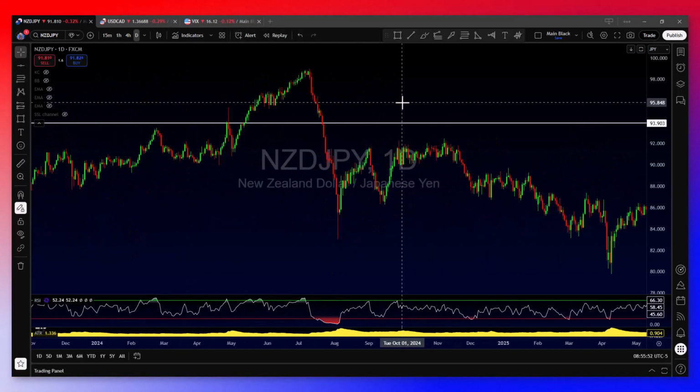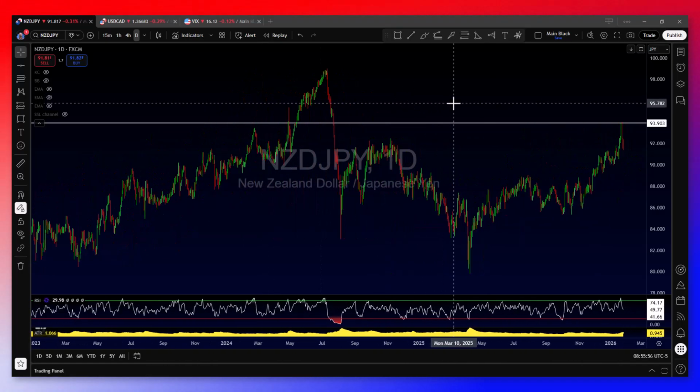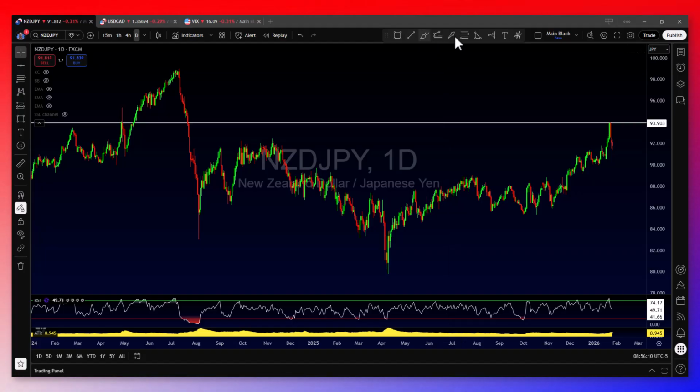Are we at a level of structure here on the daily? Or are we in the middle of no man's land? What would you guys say? We're in the middle of no man's land. Okay, so that's our I, right? Identify.